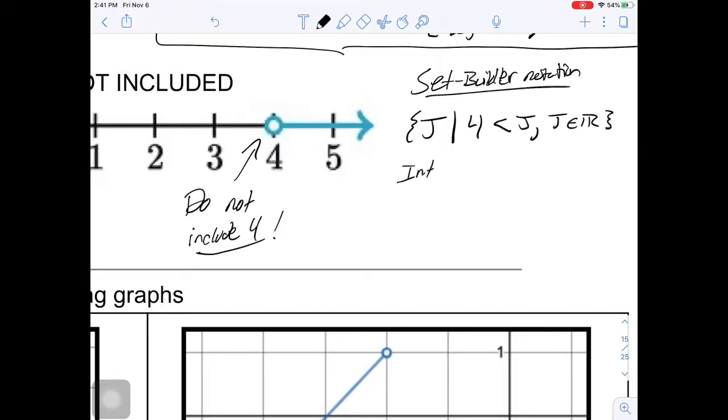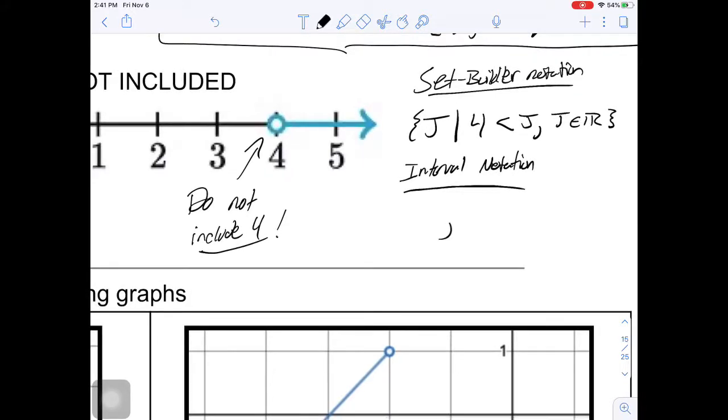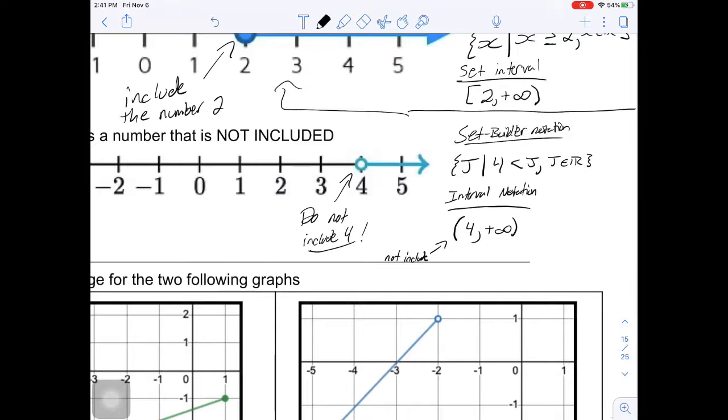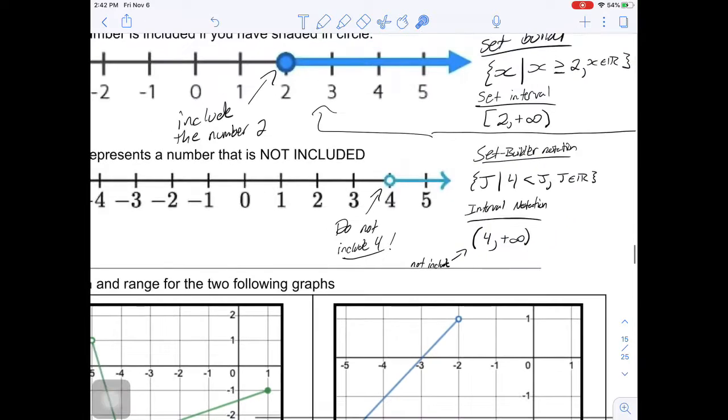Okay, and then you need your interval notation. Well, here, what's my smallest number? We always list the smallest number first. The smallest number is 4. And I'm not going to include 4, so I'm going to use a rounded bracket, right? Do not include 4. And then what's my largest number? Well, my largest number is going to go all the way to positive infinity. And then I'm going to do another rounded bracket. So you can see here that these are stating the same things, just using set builder notation is a little different than using interval notation.